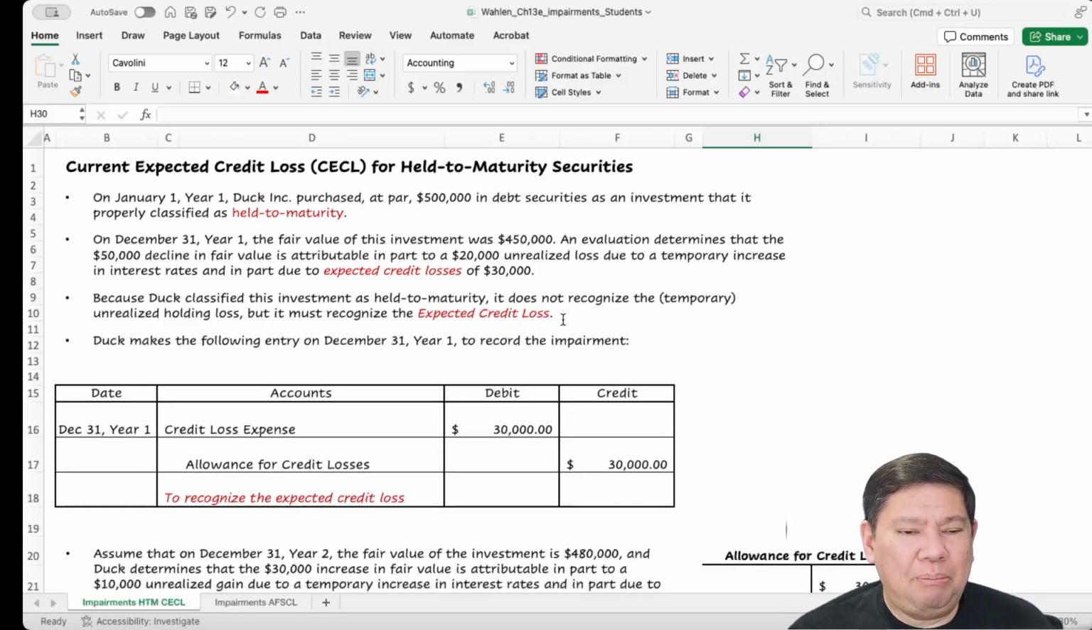So that's how we prepare journal entries for the current expected credit loss, or CECL, for impairments to our held to maturity securities.